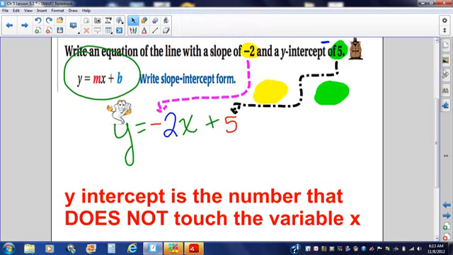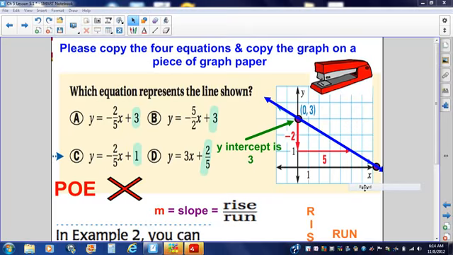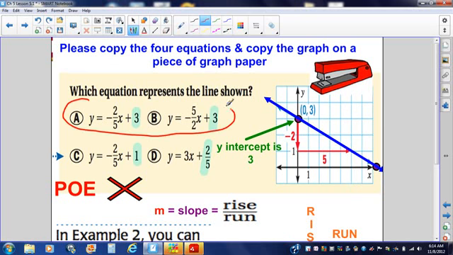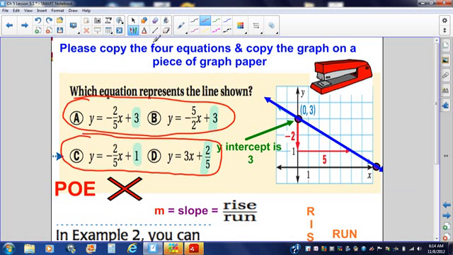Alright, next example. I'm going to ask that you copy down the 4 equations in your spiral. Please copy down the 4 equations in your spiral. And I'm going to ask that you copy the graph on a piece of graph paper. Please copy the graph on a piece of graph paper.